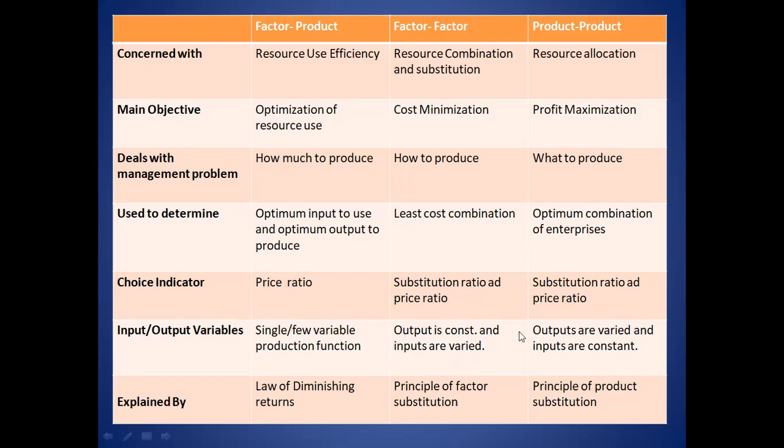Okay, but in case of product, the outputs are varied because you are substituting two products. So your output is varied, but your resource is constant. I have told you, limited resource, so your inputs are constant and the output is varied. Then the last one, explained by the law of diminishing returns in case of factor-product. Then the principle of factor substitution in case of factor and the principle of product substitution in case of product.